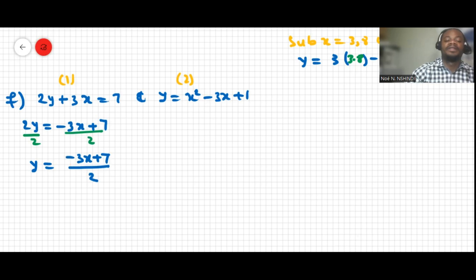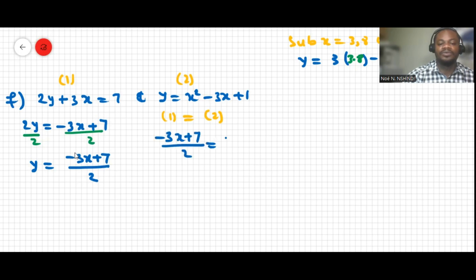Now that we have expressed this in terms of y, y is that and y is that, so we can equate 1 and 2 because they're both expressed in terms of y. Instead of writing y, I'm going to write the value of y here. So that makes negative 3x plus 7 over 2 equal to x squared minus 3x plus 1.